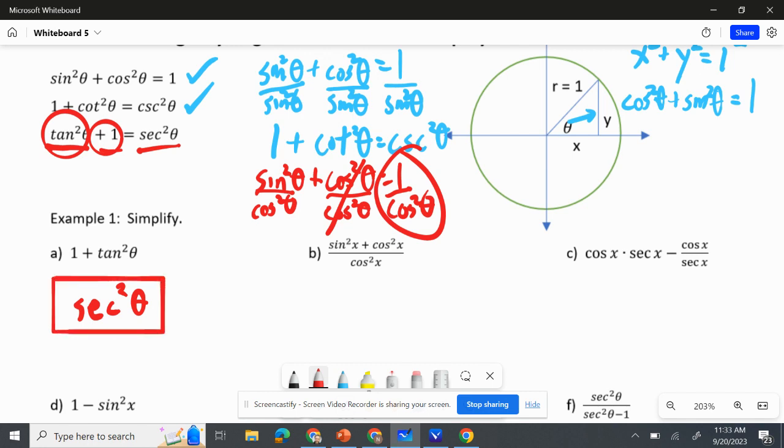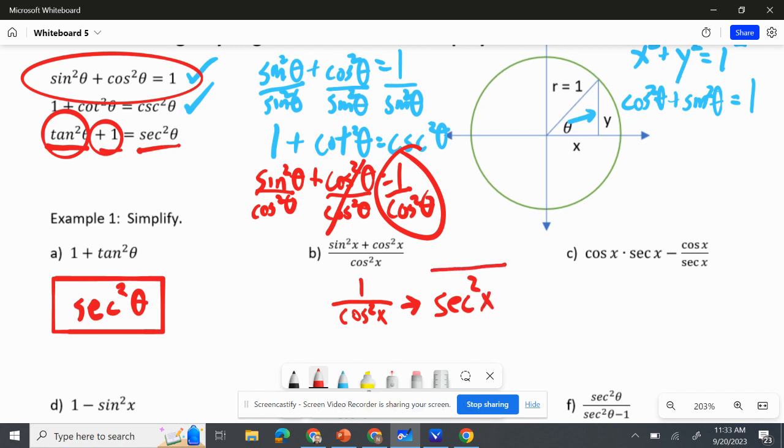Our second one, we see the sine and the cosine, and notice that our first formula, sine squared plus cosine squared, is equal to 1, so it's 1 over cosine squared x. And we know that 1 over cosine is secant, so technically this is secant squared x.